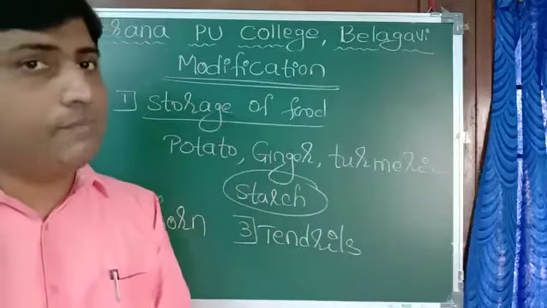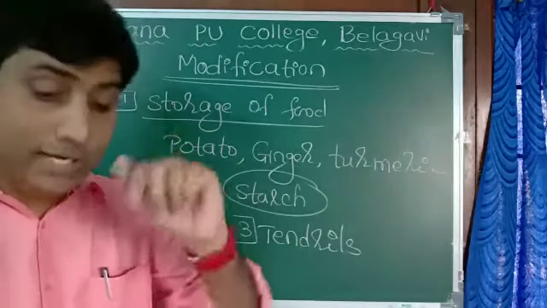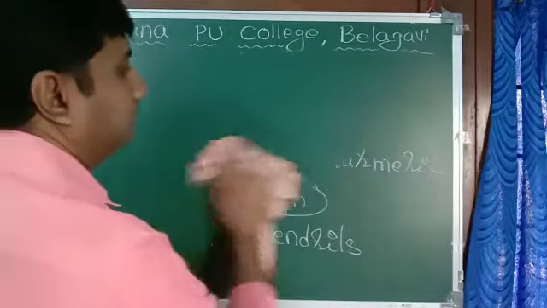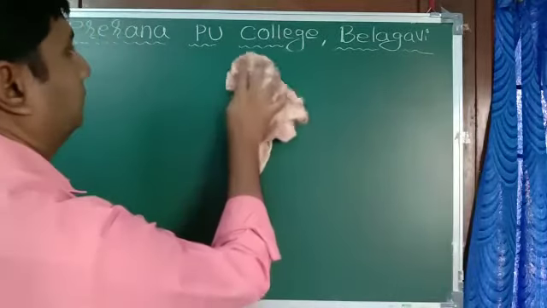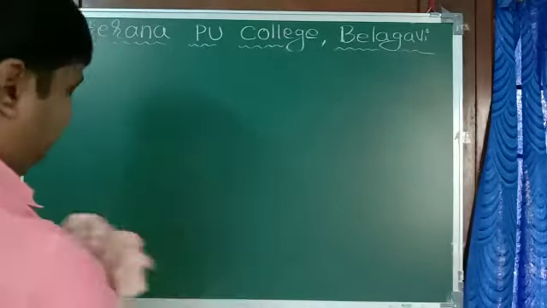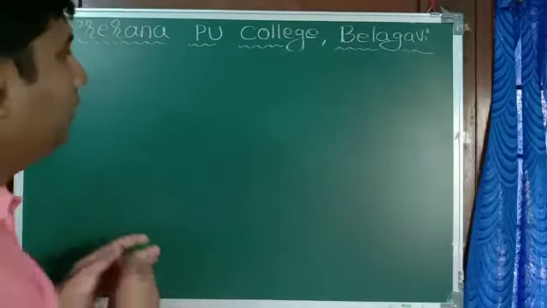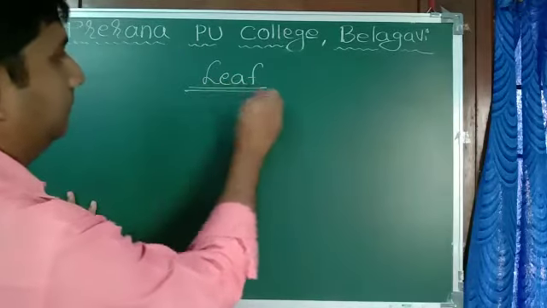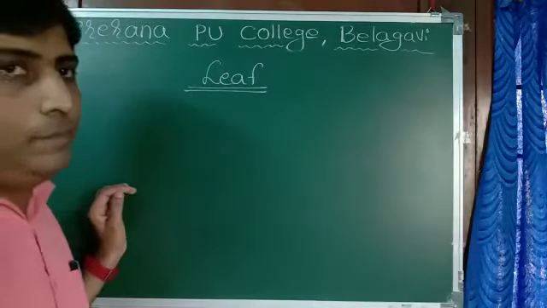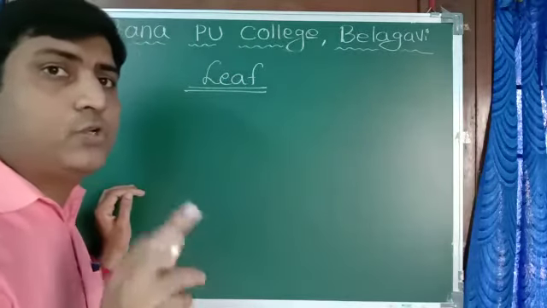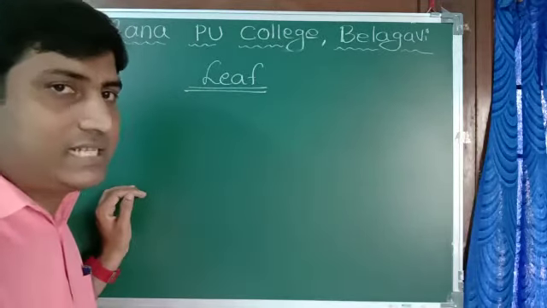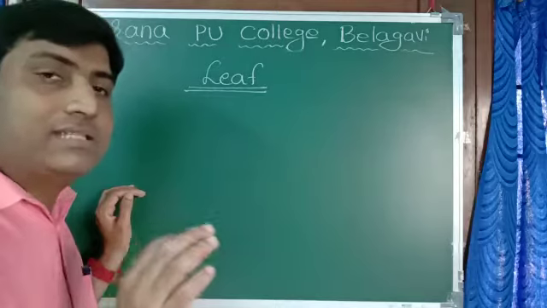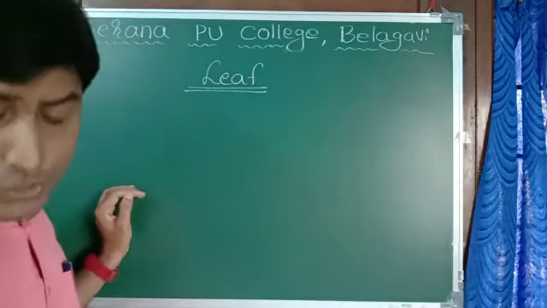Now after stem, we will move on to leaf. We know the main function of the leaf is to carry out photosynthesis because it contains green pigment. First of all, let us see the structure of the leaf.